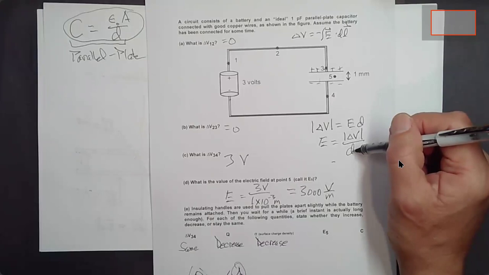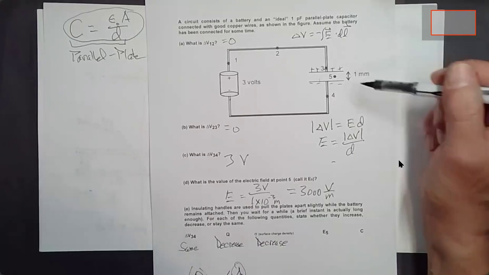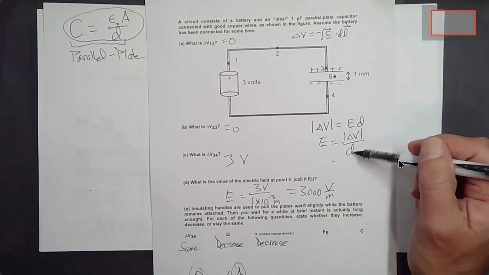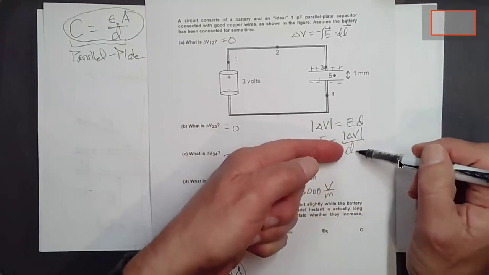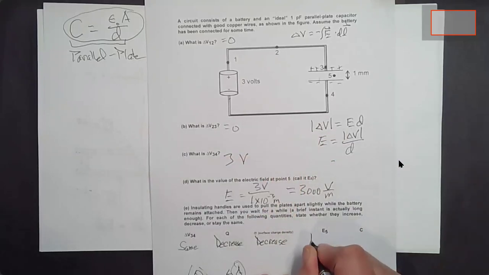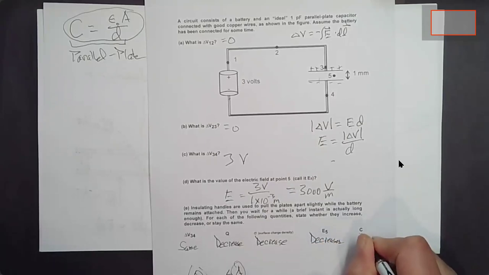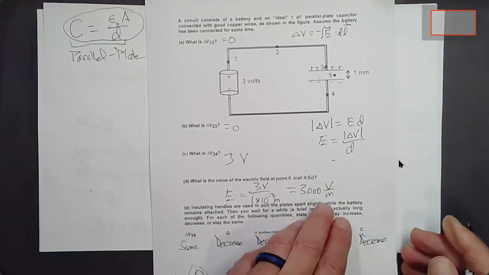a larger distance. Okay, doesn't say how much we increase the separation by, but we'd be dividing by a larger distance. Maybe you've doubled it to 2 millimeters or something like that, but the electric field strength is potential difference over distance. And if distance increases, then the electric field decreases. And then we already answered this, the capacitance will decrease as well. So this is looking at a capacitor in a circuit.